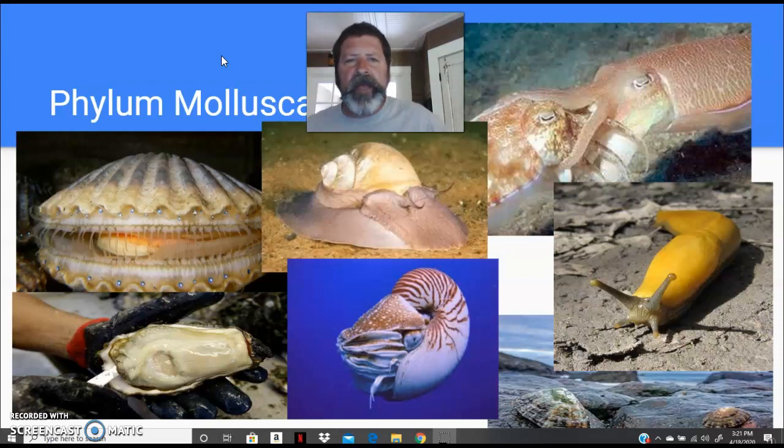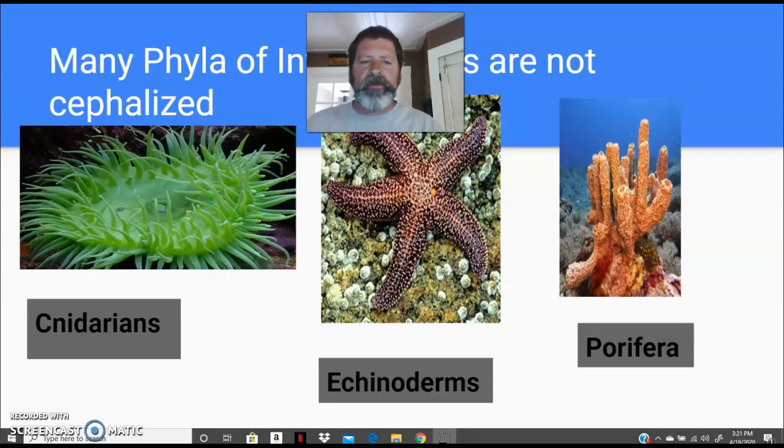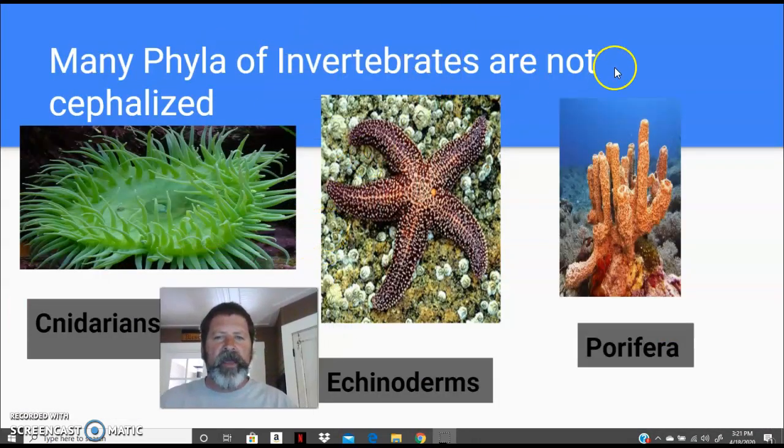And then you get to what's actually called the cephalopod mollusks. That's going to be your squid, your octopus, cuttlefish, and nautiluses. They obviously have a head. So yeah, within phylum Mollusca, there's diversity. There's some examples here of phyla that do not have a head. They're non-cephalized. Cnidarians, coral polyps and anemones, things like that. Echinoderms, like a sea star, and the sponges, Porifera, those guys are non-cephalized.